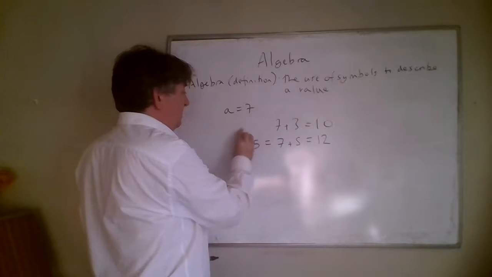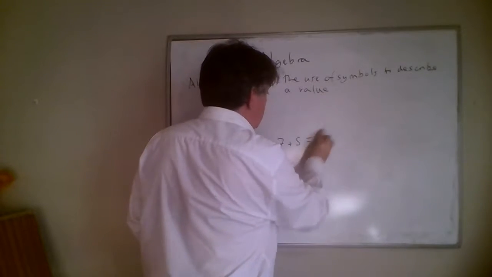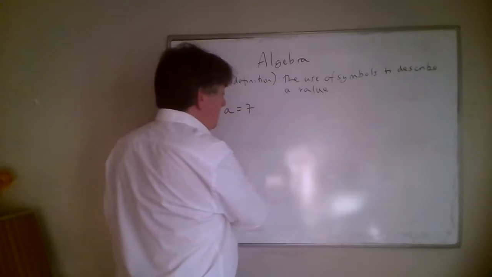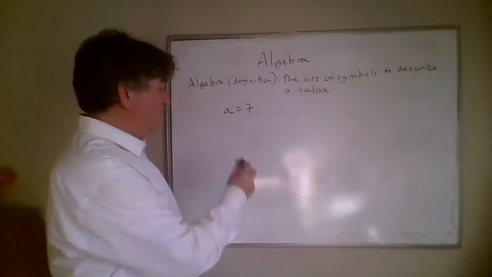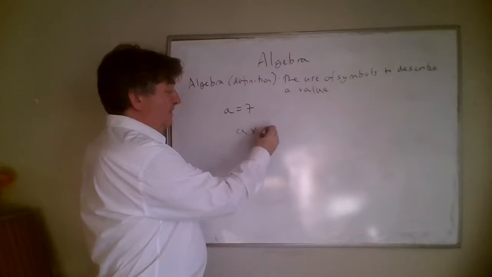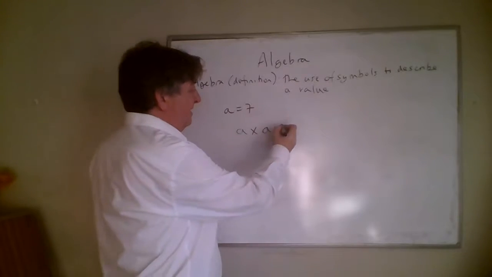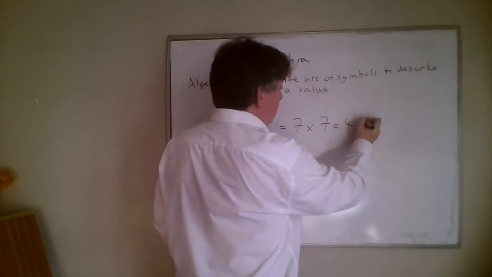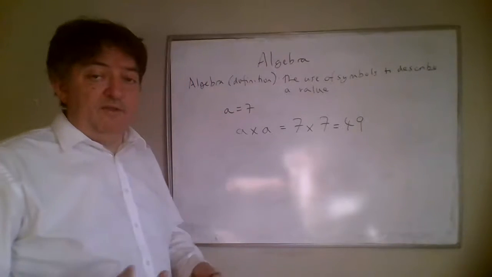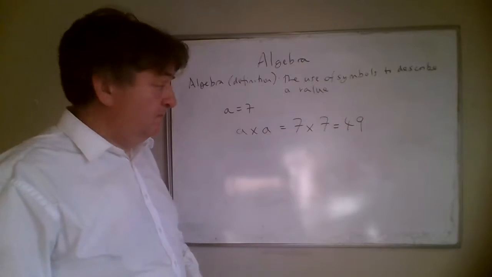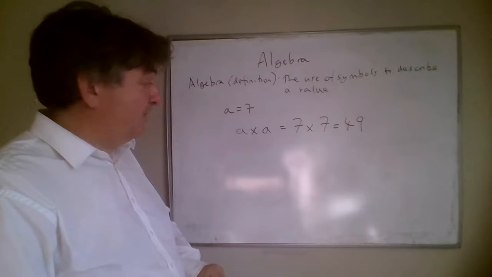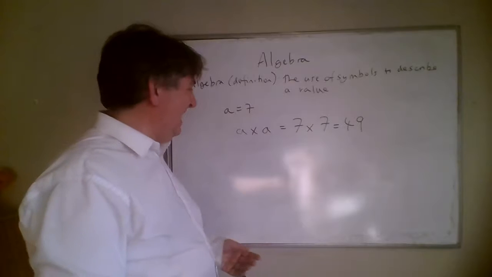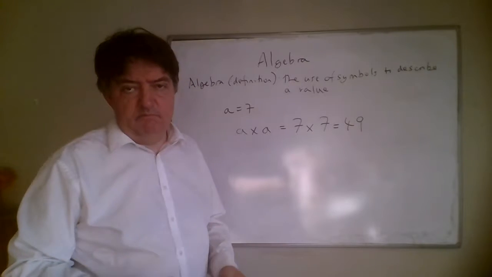So in this case, we're going to do A times A. So A times A equals 7 times 7 equals 49. So this is the basic concept. Now, what happens if we have more letters?